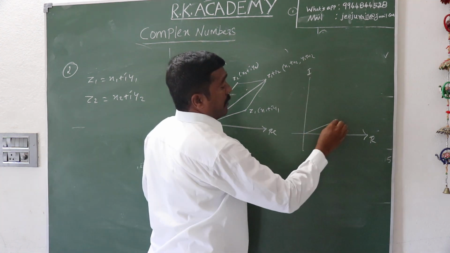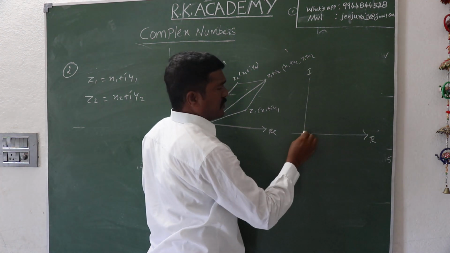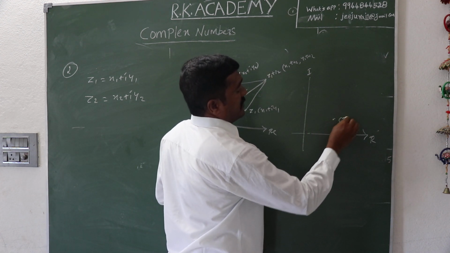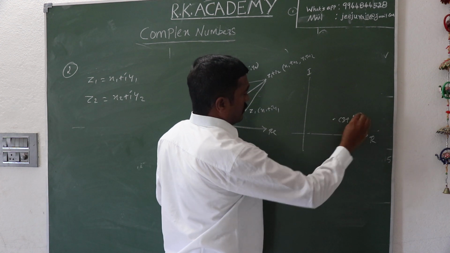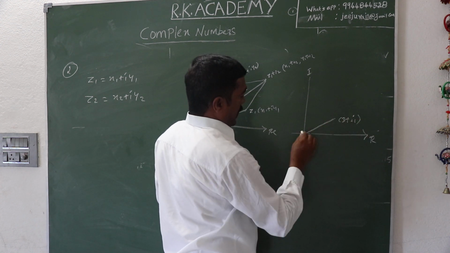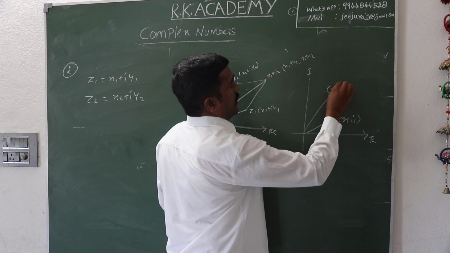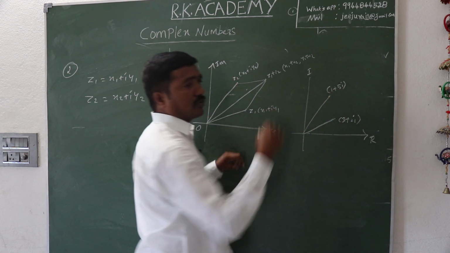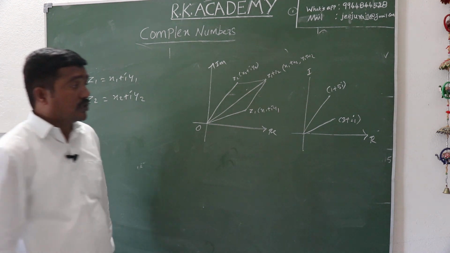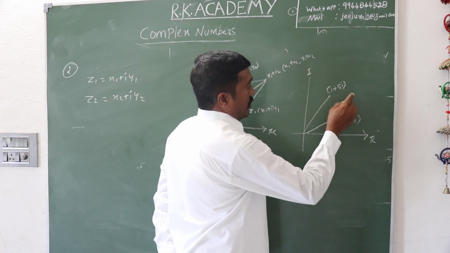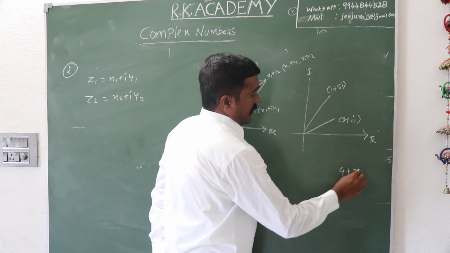Now I am taking a number, suppose 3 comma 2 somewhere here. So that is 3 plus 2i. Okay, it's the first number. The second number, now I am taking 1 comma 5, 1 plus 5i. Adding these two complex numbers, what will happen? Now I am adding the real part, 3 plus 1, it's 4, 4 plus 7i.